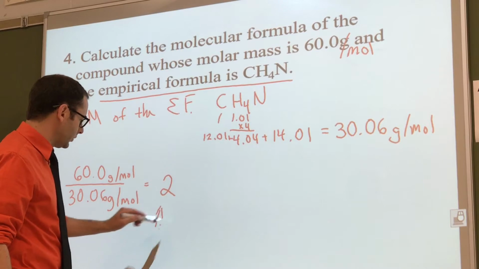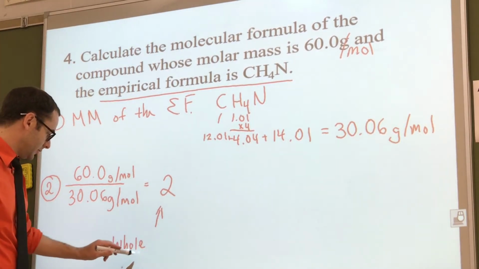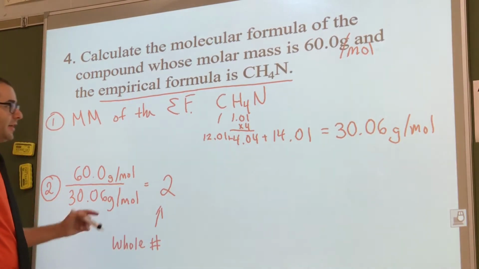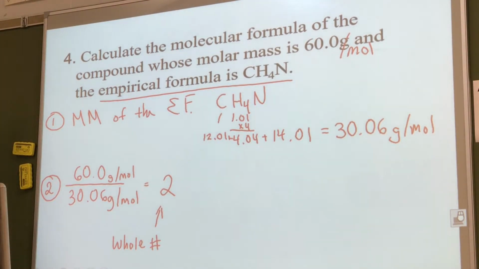And this has to be a whole number. So if it's not exact, just round it, all right? If it's really off, then that means you might have done the first part wrong, okay? But it should give you close to a whole number for this, all right?